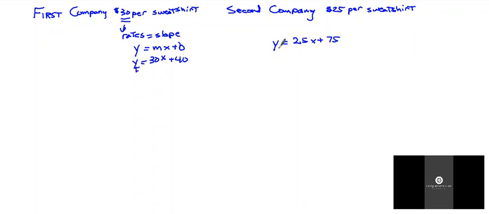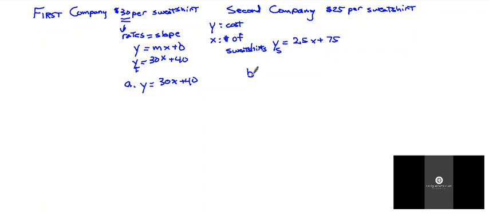Now they specify in the problem that y was the cost, so they define the variables. y is cost, and x is the number of sweatshirts. Okay, x is the number of sweatshirts. All right, so the answer for A is y equals 30x plus 40.